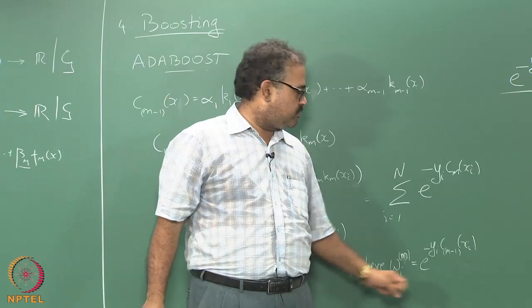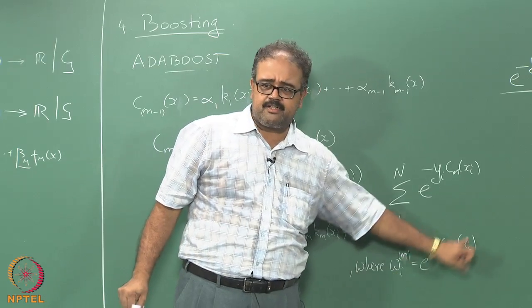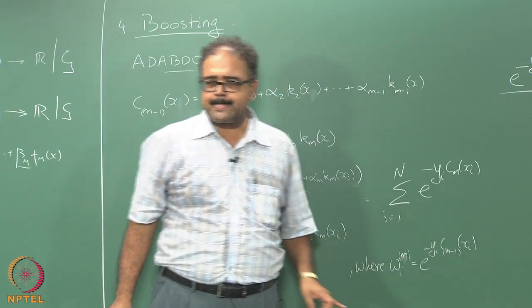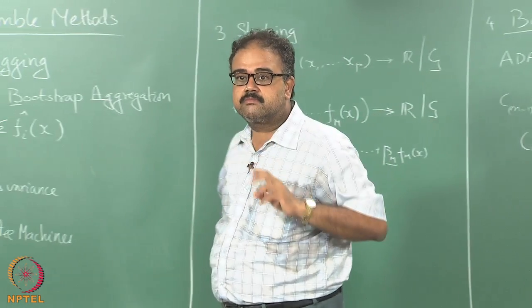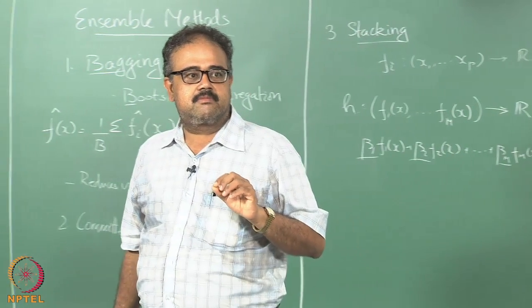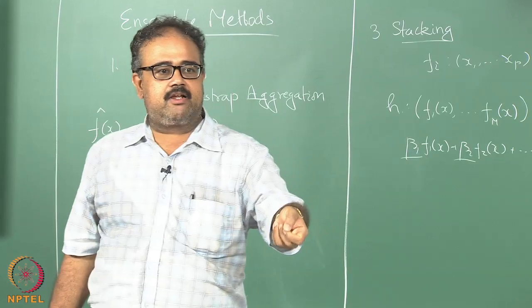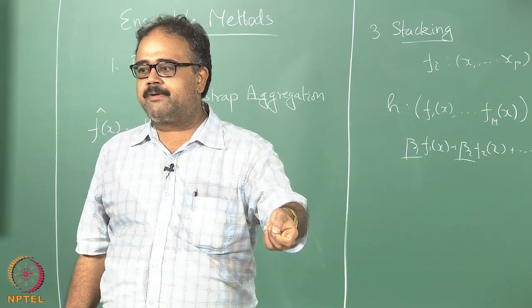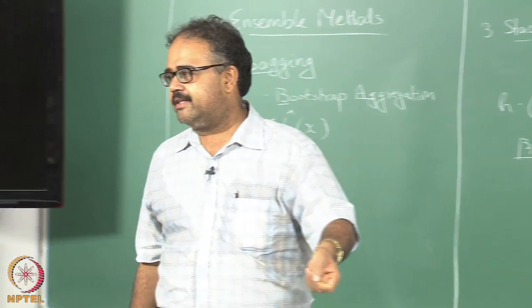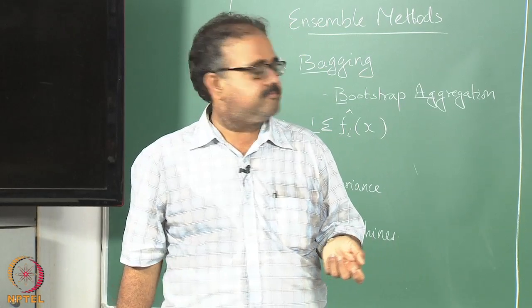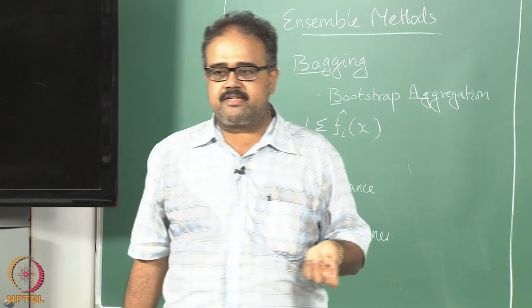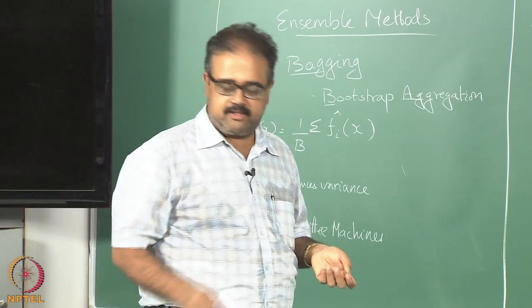So, what does this mean? What exactly is this expression if you think about it? It is the loss I have incurred on that point x i up till the m minus 1 stage. That is essentially that, just the loss that I have incurred on the ith data point up till stage m minus 1.